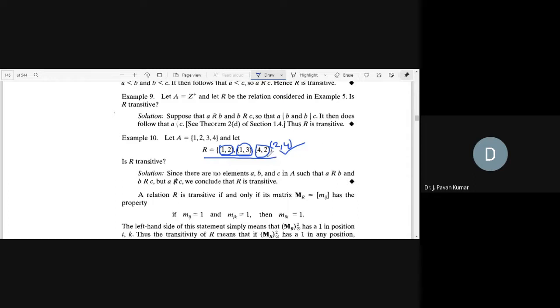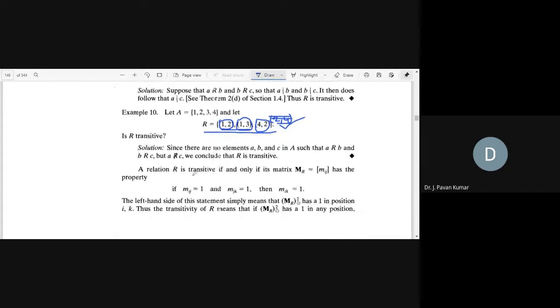On the other hand, we can give another example: (4,2) is there, (2,4) is there. Then what must be present in the relation? (4,4). But it is not present, so it is not transitive. With this inclusion, it will lose the property of transitive.